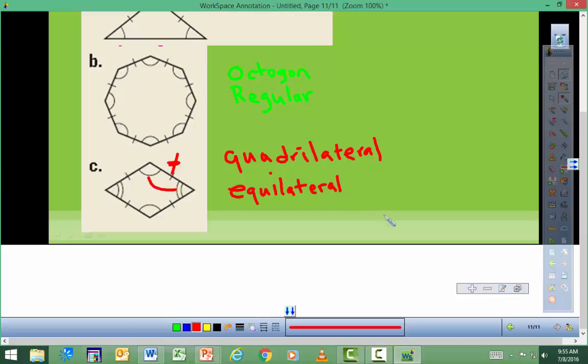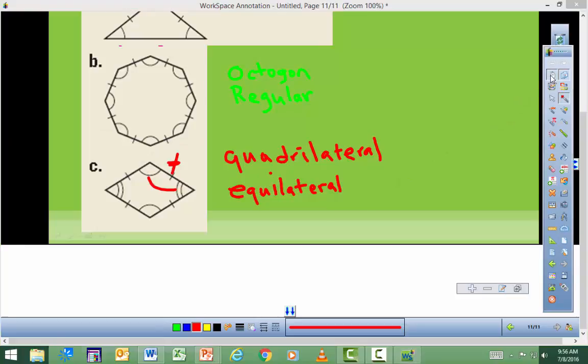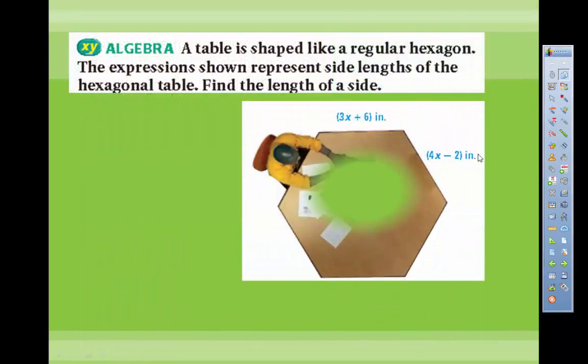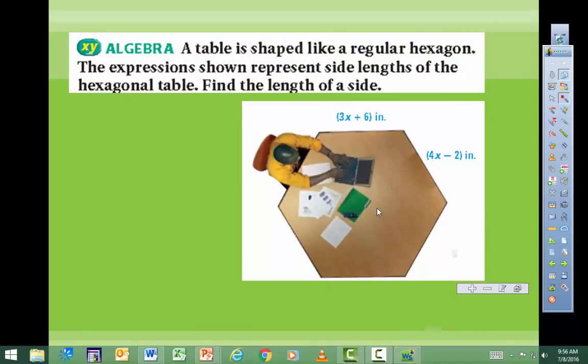So what have we learned? We've learned how to classify polygons a couple different ways. One way is whether they're convex or concave. Another way is by the number of sides they have, and also by the types of sides that they have, and also lastly by the angles. So that's basically all we're doing on this assignment. So let's try one more algebra type problem.